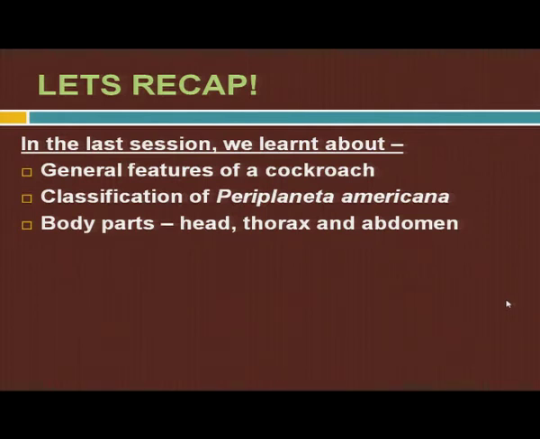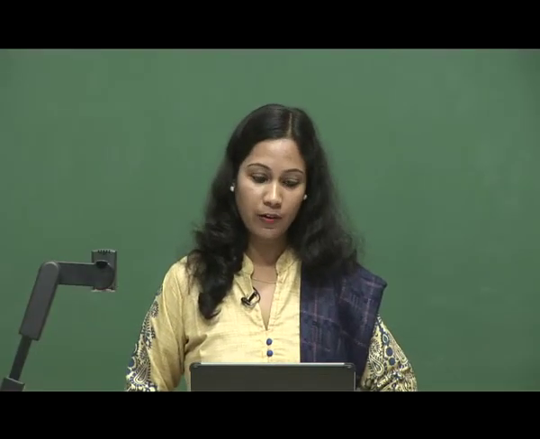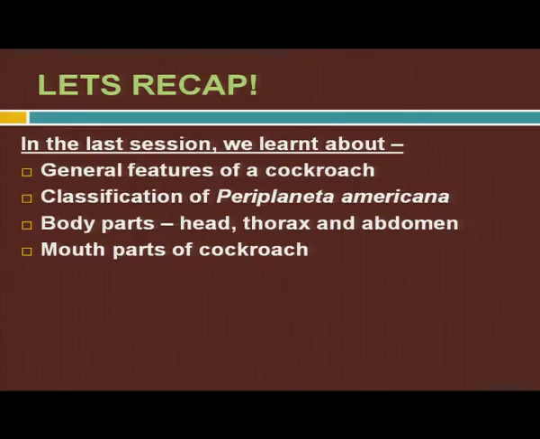Then we studied about the body parts. It can be divided into three: head, thorax and abdomen. We learned about the mouth parts of cockroach. We learned that there are 5 basic mouth parts in a cockroach: the labium, labrum, a pair of mandibles, a pair of maxilla and a tongue-like structure which is known as hypopharynx. These mouth parts enable the cockroach in biting and chewing type of digestion.